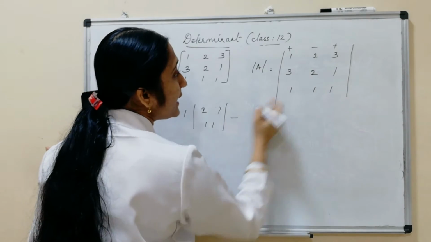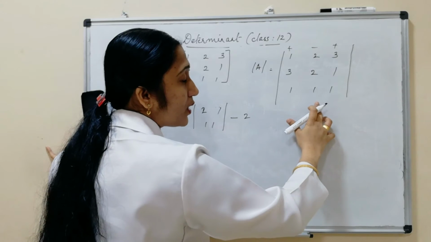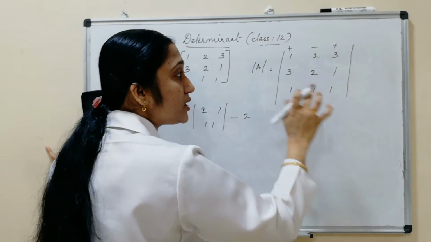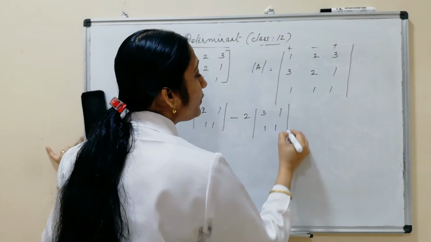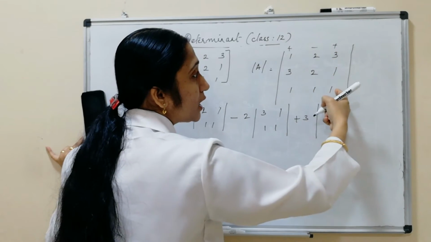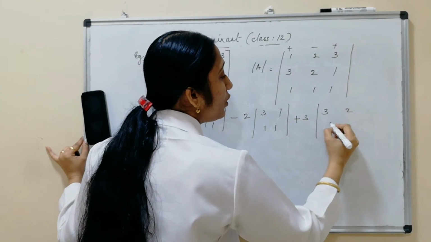Next case is minus 2. The second element is 2. This 2 is in the second column and first row, so the second column and first row will be left out, 3 1, 1 1. Third, plus 3, here the third column and first row will be removed, then 3 2, 1 1.